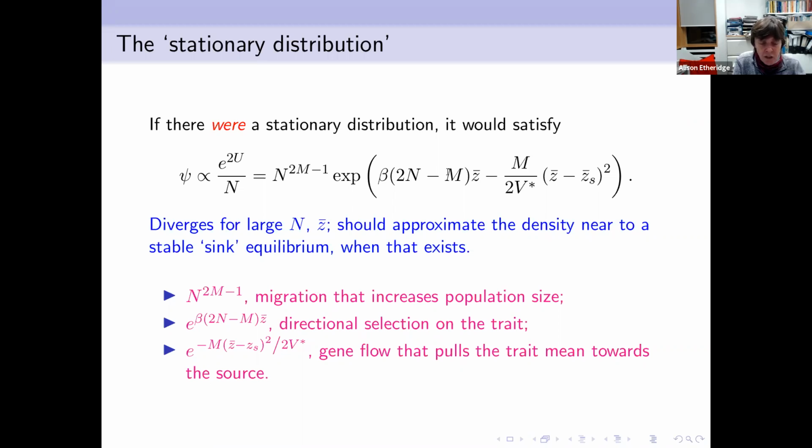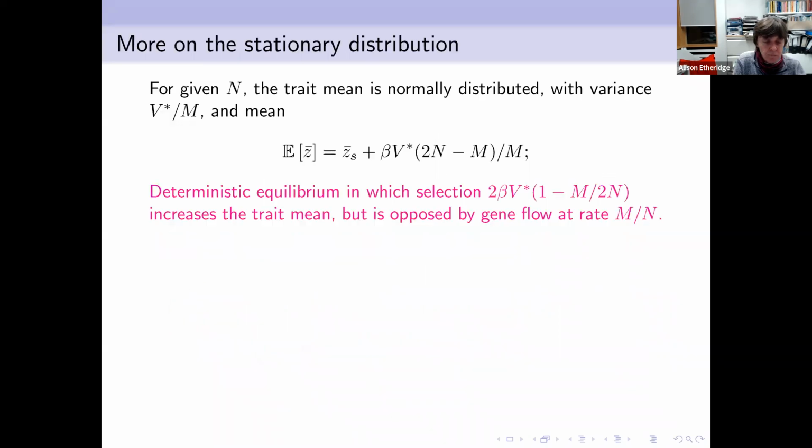We see selection increasing the trait. But we see this big negative term, and this negative term is gene flow that pulls the trait mean back towards the mean in the source population, the ZS bar. And that's bad for us. We don't want that. We're trying to adapt. And in fact, if you fix the population size, you can work out what the deterministic equilibrium is for the mean trait value. And we see selection pushing us in one direction, pushing us towards being fitter, but it's opposed by gene flow, which is pulling us backwards.